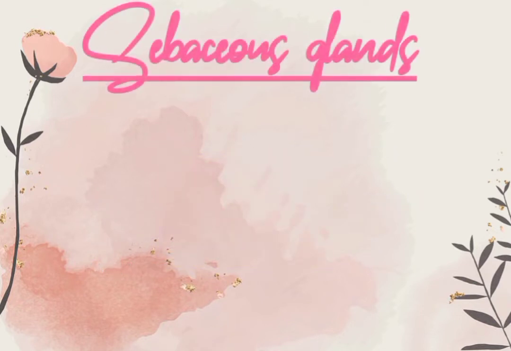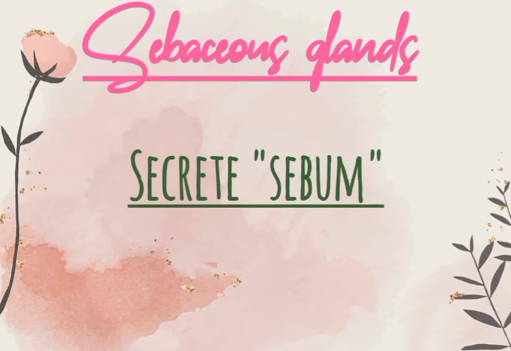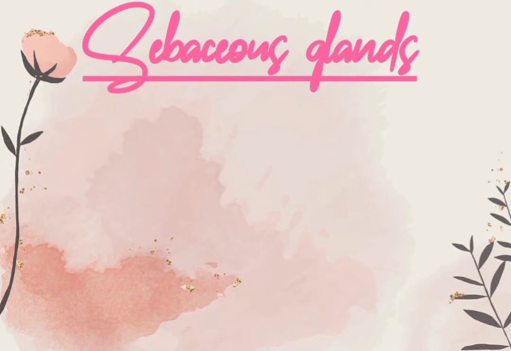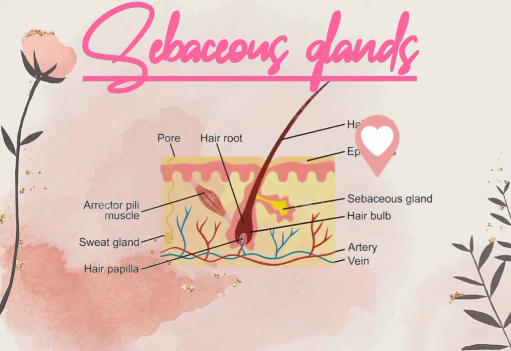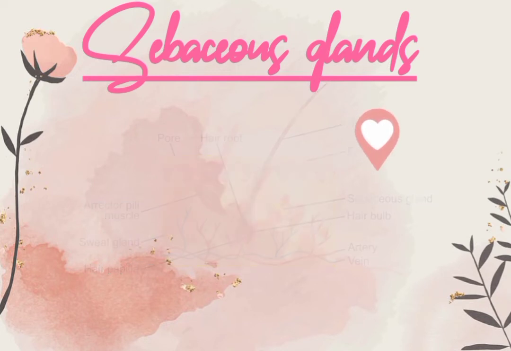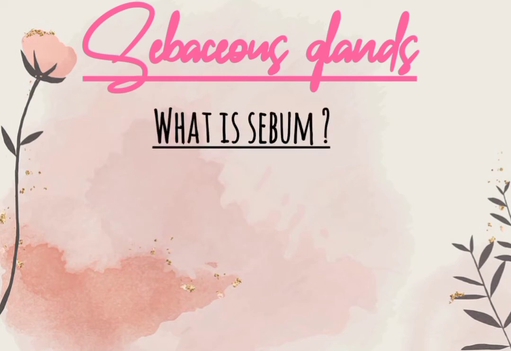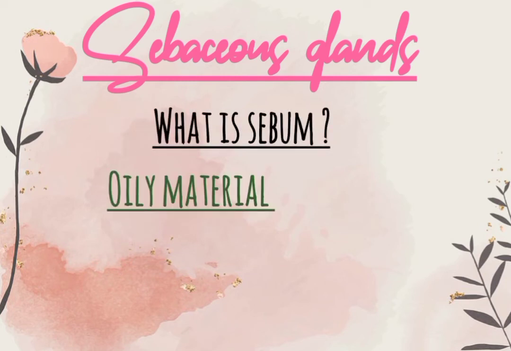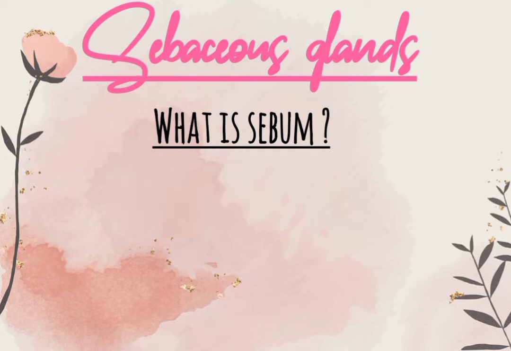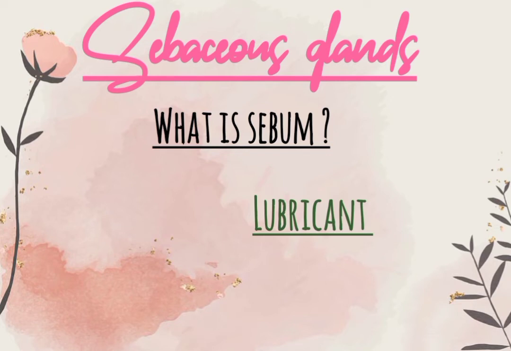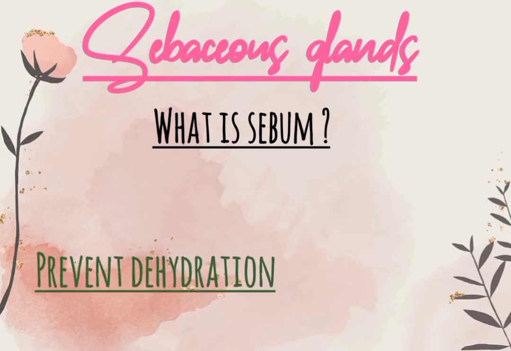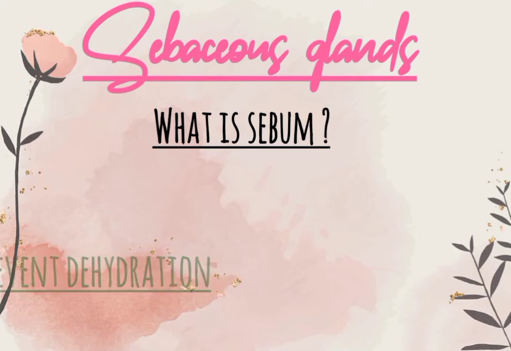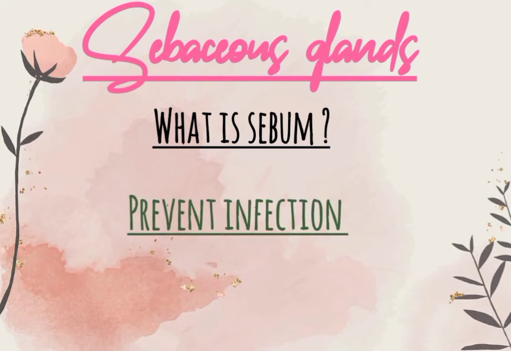Now let's talk about the third appendage of skin, which is the sebaceous glands. The sebaceous glands secrete sebum onto the shaft of the hair. The sebaceous gland is located near the hair follicle but within the dermis. Now you should be wondering what sebum itself is. Sebum is an oily material which is secreted by the sebaceous gland in order to lubricate the skin, to avoid water loss from the surface of the skin in case of dehydration in the body, and it also protects the skin from infection by bacteria and fungi.